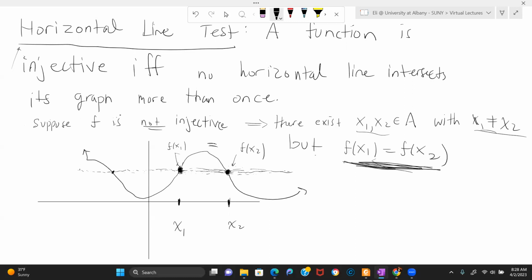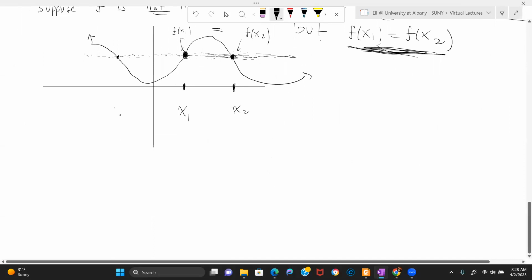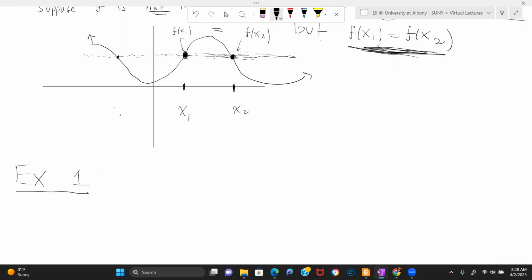All right, so let's try to decide whether some functions are one-to-one or not. Okay, so I feel like I taught this already, but I don't think I did.